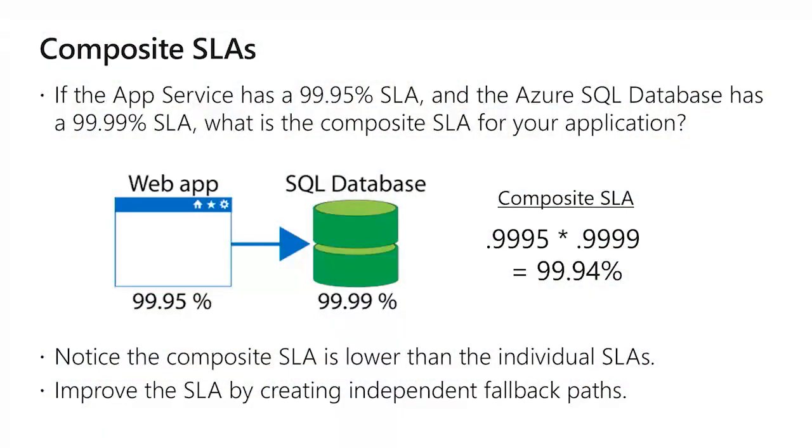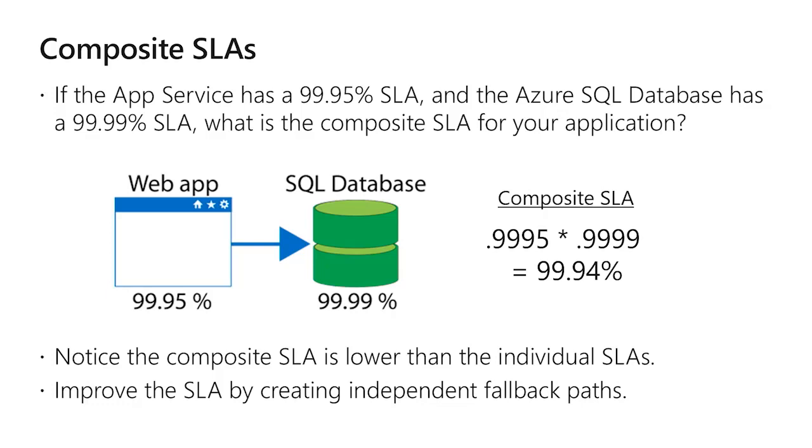Now the challenge becomes when you start working with multiple Azure services that have different SLAs. As of the writing of this slide, we had an SLA for the app services, which is 3.5 nines, and Azure SQL Database had 4 nines. How do you calculate what the actual service level agreement is? You calculate it by multiplying the two percentages together, and you come up with what's called a composite SLA.